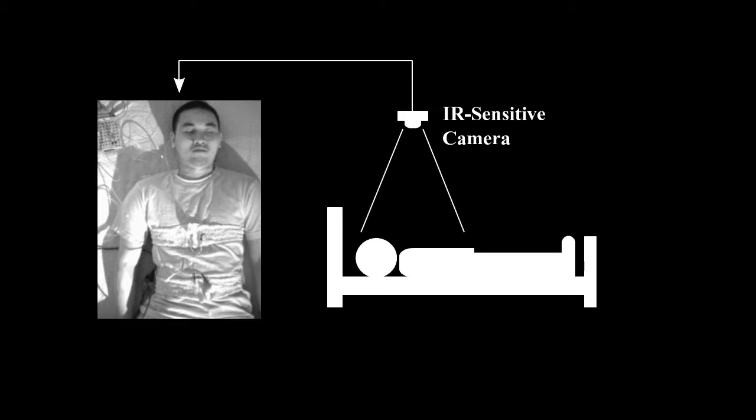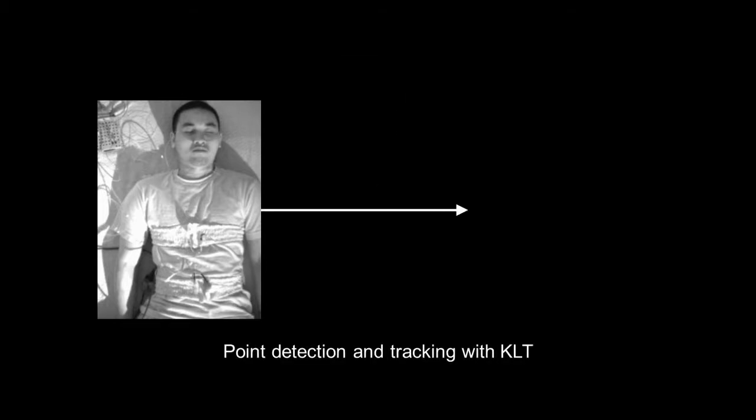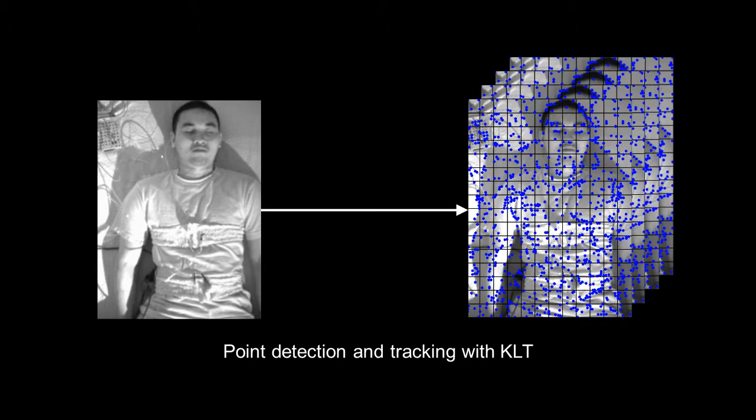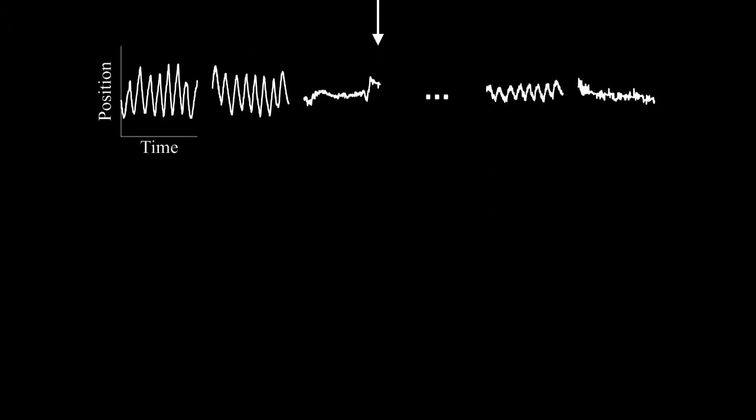An infrared sensitive camera was mounted above the participant such that the head and torso were in the view of the camera. Points in the image were detected and tracked over time using the KLT tracker. Point trajectories were produced for 30-second windows, and a new estimate was produced each second.